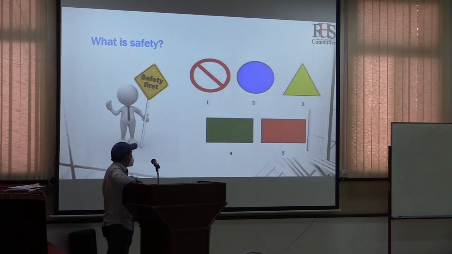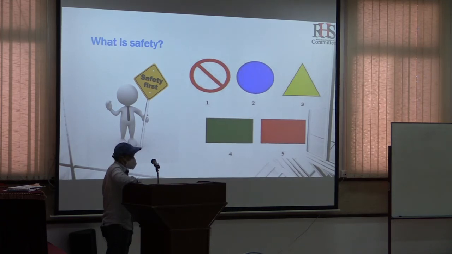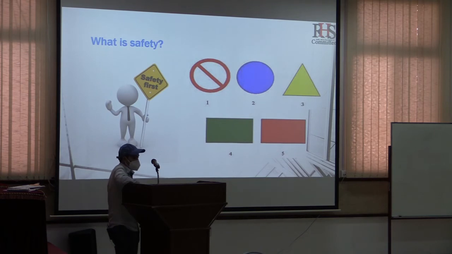This is only the symbol which is red, with a diagonal bar across, which more or less talks about prohibition. It is prohibited on your part from doing something within that particular workplace or work area.